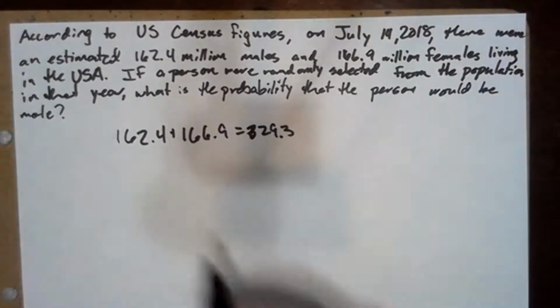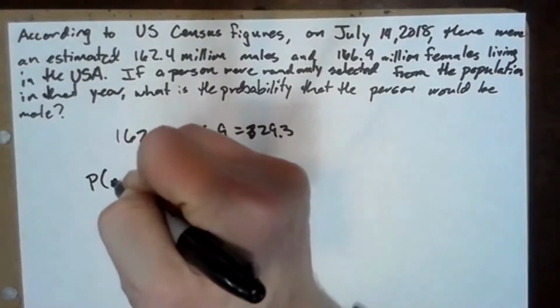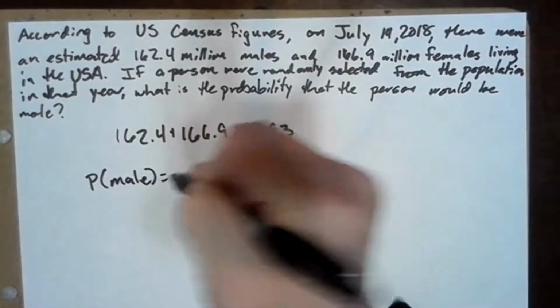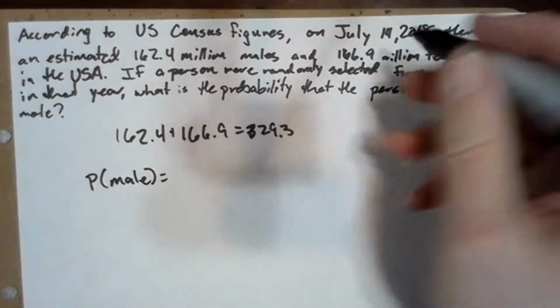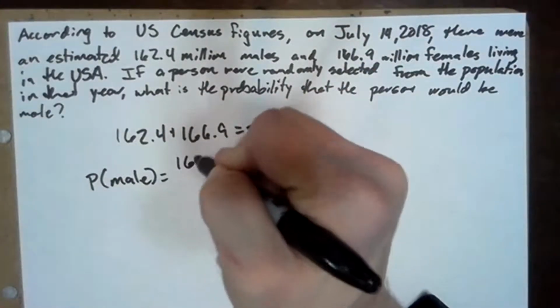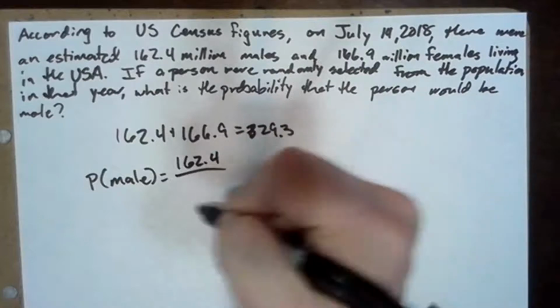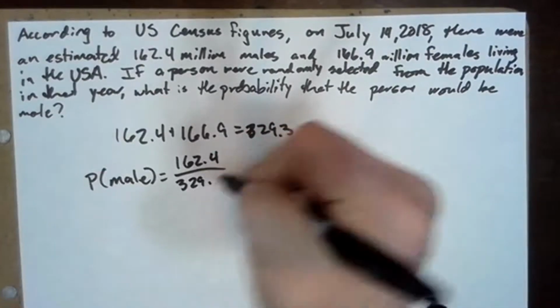So to find the probability that a male is selected, we divide 162.4 over 329.3.